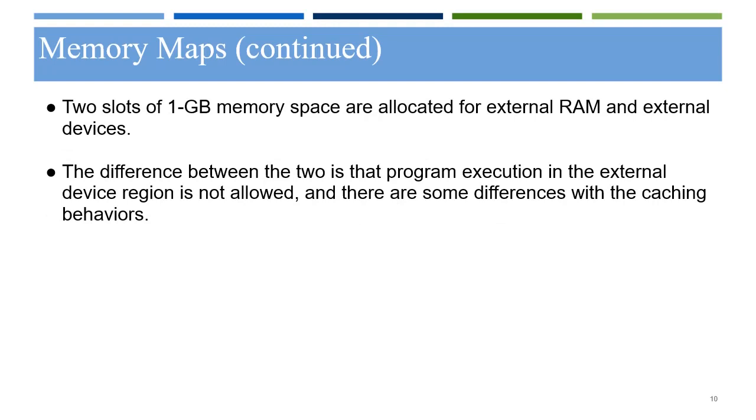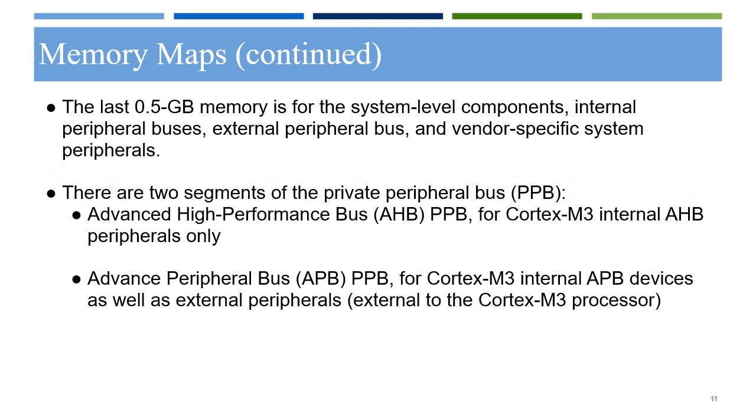In the diagram, if you observe, there are two slots of 1 GB memory space allocated for external RAM and external devices. The difference between the two is that program execution in the external device region is not allowed, and there are some differences in the caching behaviors. The last 0.5 GB memory is for system level components, internal peripheral buses, external peripheral bus, and vendor specific system peripherals.